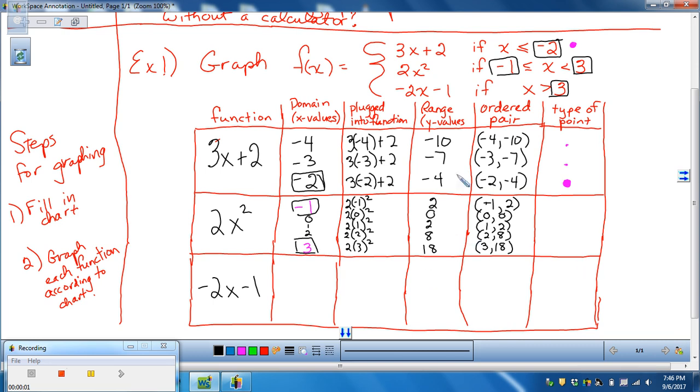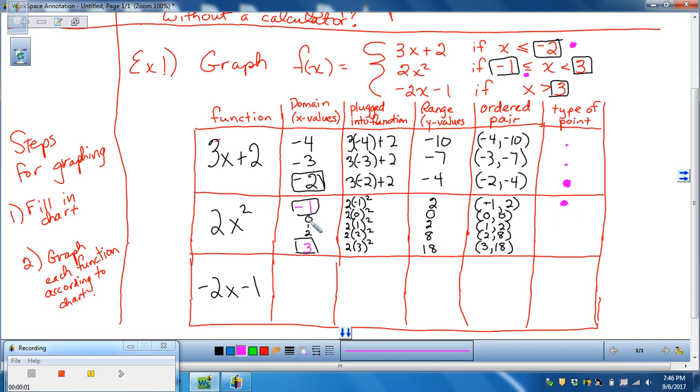Now we need to determine what kinds of points they are. So -1, comma 2, this was a special point. So this one is either going to be open or closed. So I come up here and I look, because of that less than or equal, it will be a closed circle. So I'm going to put a closed circle there.